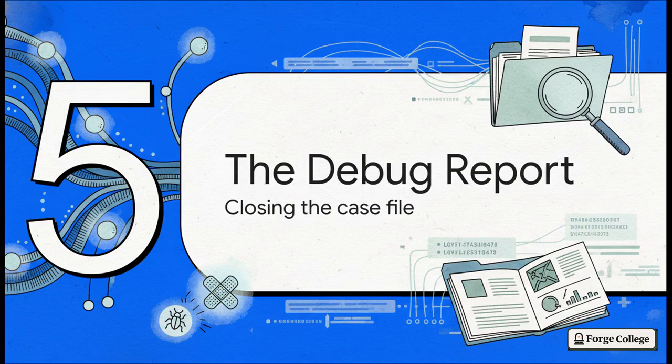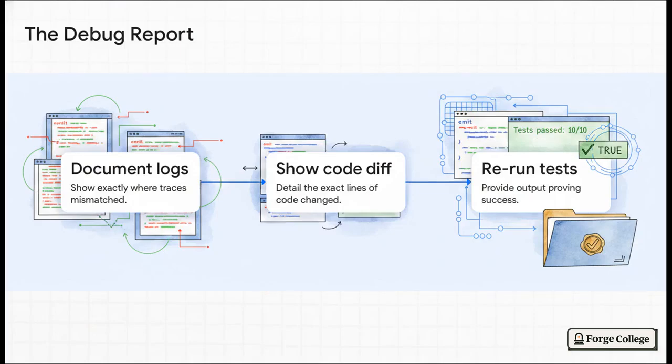Finally, Section 5, the debug report. Let's close this case file once and for all. Okay, so we've caught the bug and applied the patch. But in professional Web3 development, you don't just quietly push the code and walk away. You create a concise debug report to officially close the case.